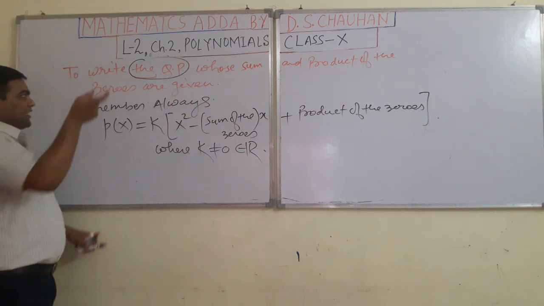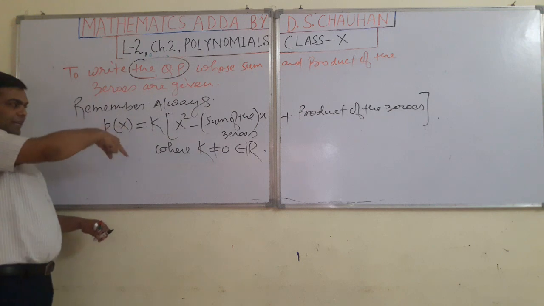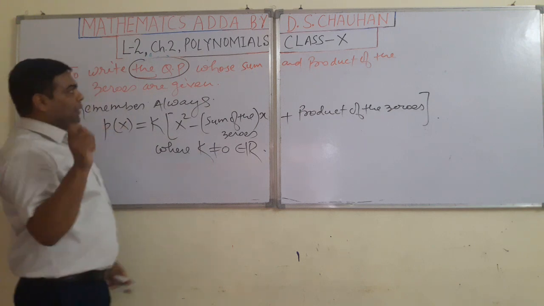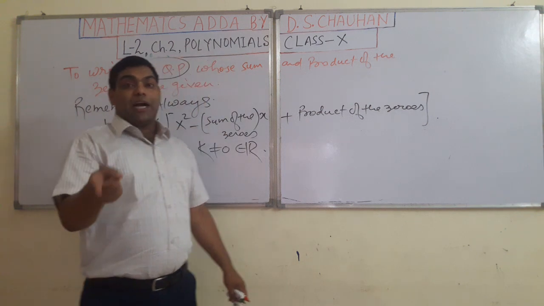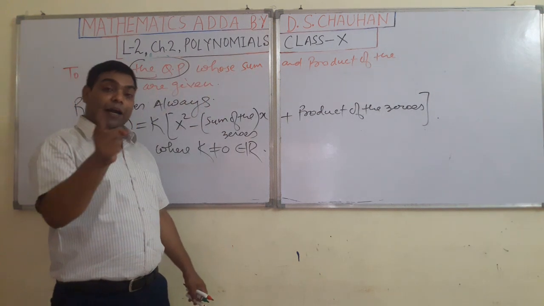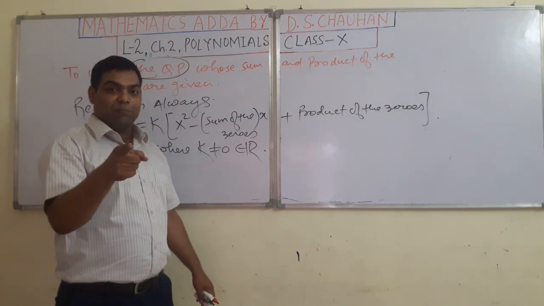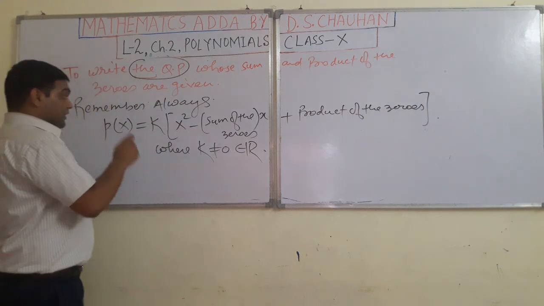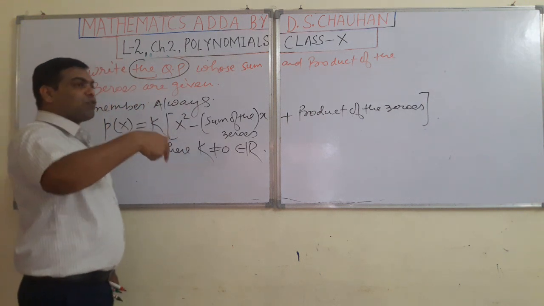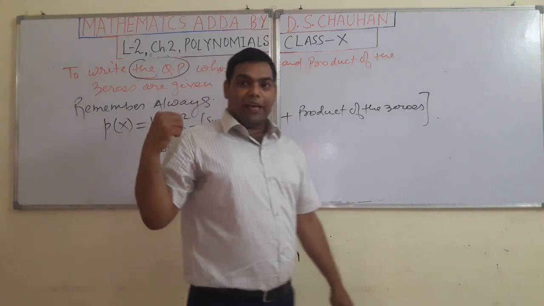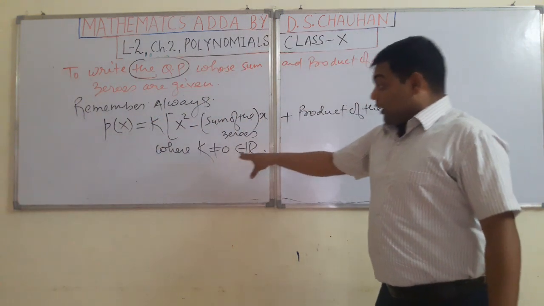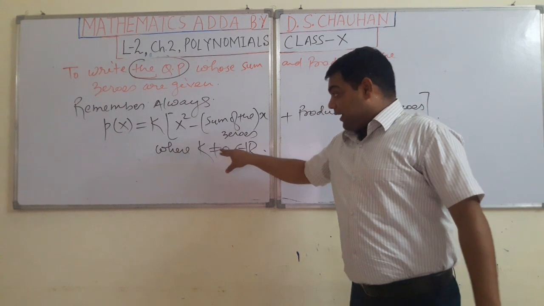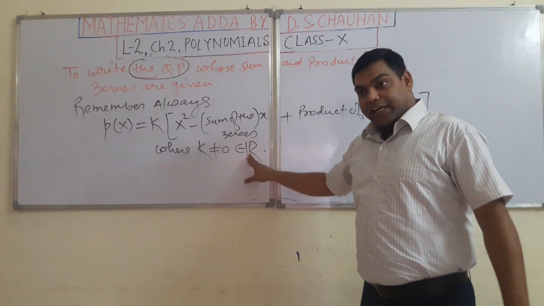But what is the difference between the previous formula and this formula? Students, the previous formula is used when you have to write one, only one quadratic polynomial. But this is the formula to find the quadratic polynomials. Here the value of k is other than 0, but it is a real number.